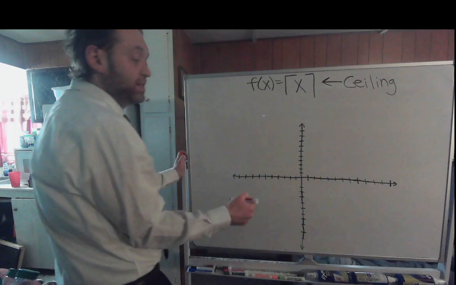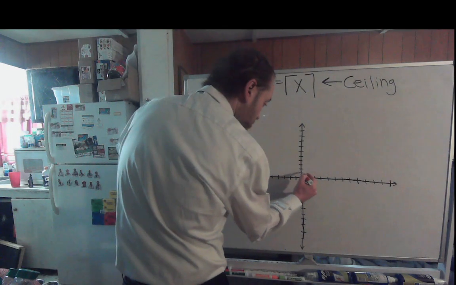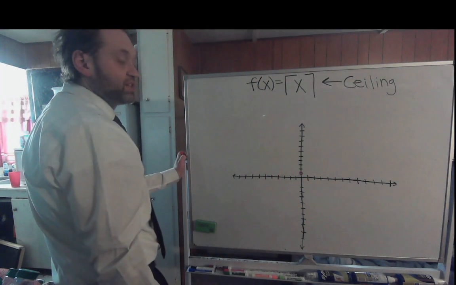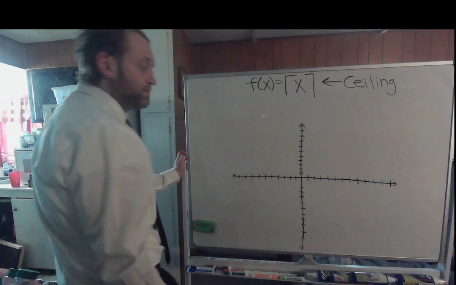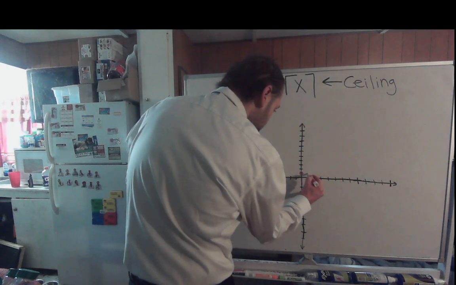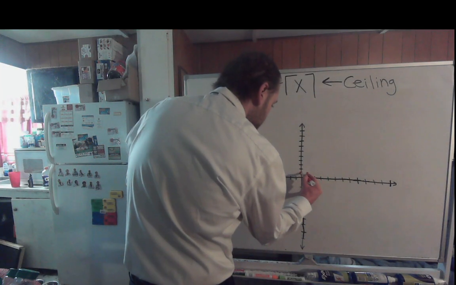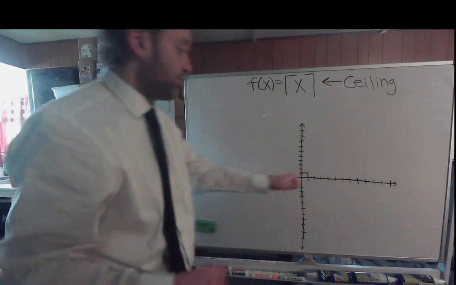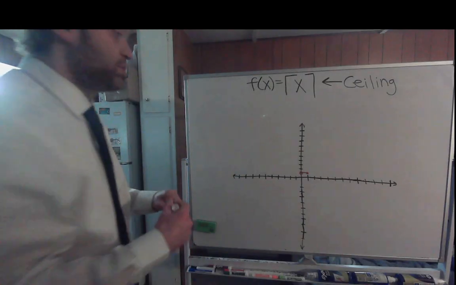But at f of 0, I'm going to put an open dot at 0, 1 because 0 obviously itself doesn't round up to 1. It's undefined there. But I'll put a dot at 0, 1 since every number between 0 and 1 rounds up to 1.